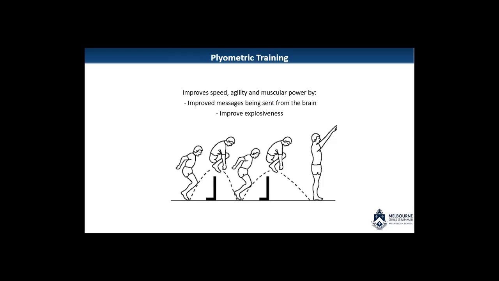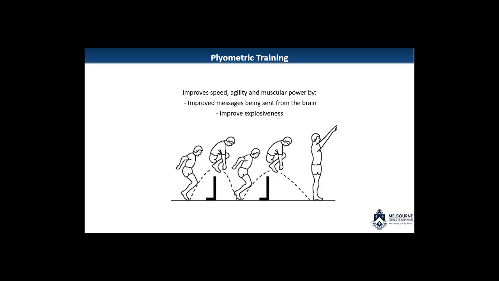Speaking about explosive sessions, if we're looking at plyometric training, it is predominantly muscular power. It can improve speed and agility, but it's mainly muscular power. It improves explosiveness. So things that are explosive, box jumps, clap push-ups, med ball slams, all work plyometric training. It involves improving the elasticity of the muscle, and it helps the messages being sent from the brain speed up to make you more explosive.